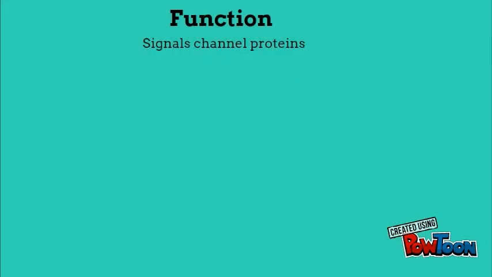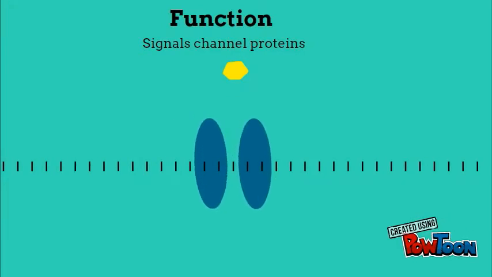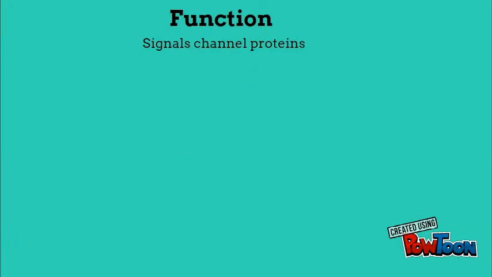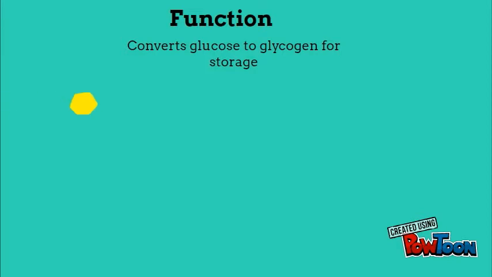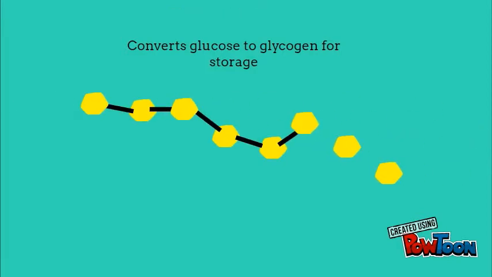The response induced by insulin causes 2 events. First, it causes the cell to open its channel proteins to take up more glucose. The second event is the cell converts the glucose into a carbohydrate store known as glycogen, which can be broken down into glucose again for later use.